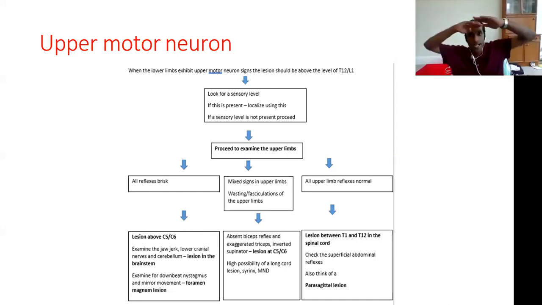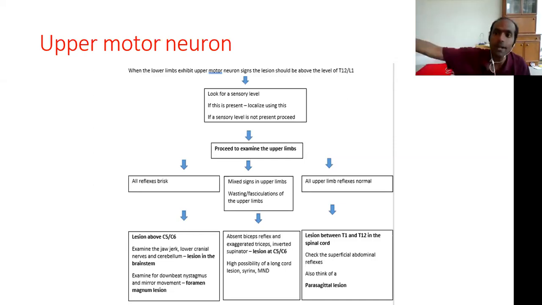Okay. So if you get a sensory level at T10, that is where the lesion is, nowhere else. T10 or whatever sensory level, right at that point. Okay. Easy, no problem.